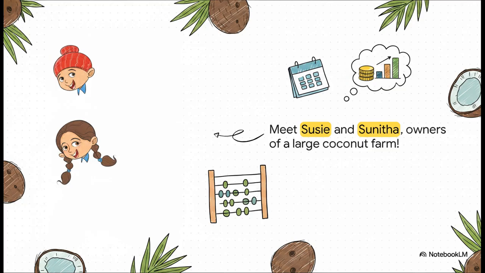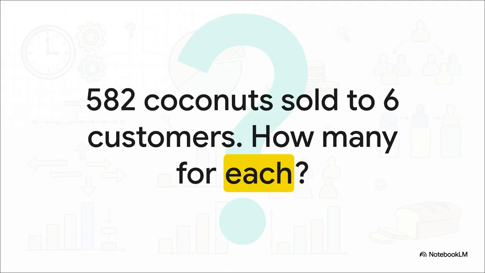But as you can imagine, running a successful business isn't just about growing things. It's about selling, tracking, and organizing the inventory. And for all of that, they really need our math skills. So here's their very first challenge. They sold exactly 582 coconuts, and they distributed them equally among 6 of their regular customers.